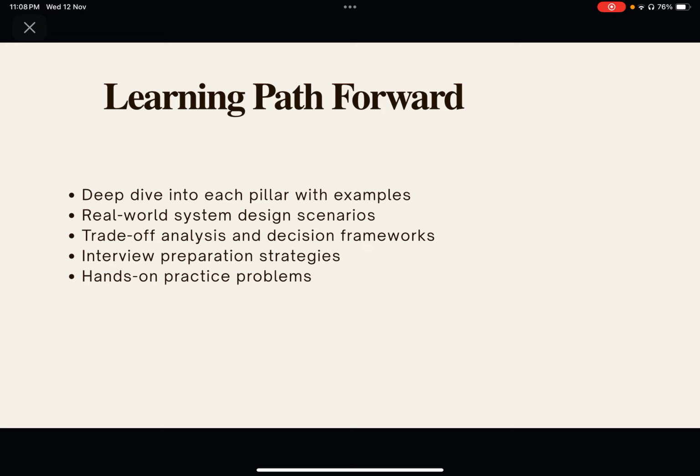So, what's our learning path forward from the upcoming videos? Now that you understand the framework, we will take a deep dive into each of these four pillars with practical examples and real-world scenarios. We will learn how to analyze trade-offs and make informed decisions. We will cover interview preparation strategies with practice problems. And remember that system design mastery is iterative and each concept builds on previous knowledge. So don't worry if everything doesn't click immediately, because with consistent practice and exposure to different problems, you will develop the intuition needed to design these robust systems.